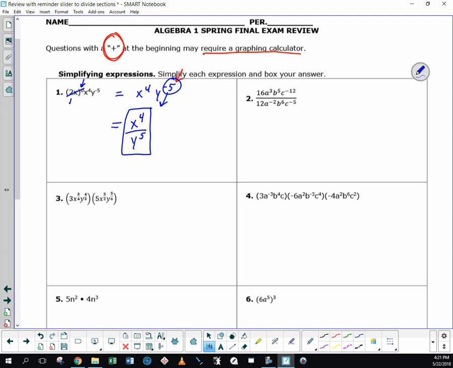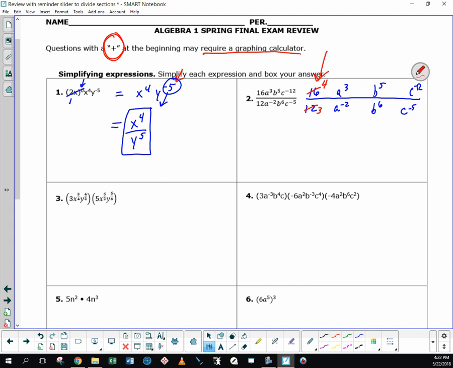Taking a look at problem number 2, I'm going to look at it number by number, letter by letter. So I divide it out, literally putting space between everything. Start by taking a look at the numbers. 16 and 12, I asked myself what will divide into both of those. Well, 4 will go into 16 and 4 will go into 12. So 16 divided by 4 is 4. 12 divided by 4 is 3. So I've divided out a magic 1.